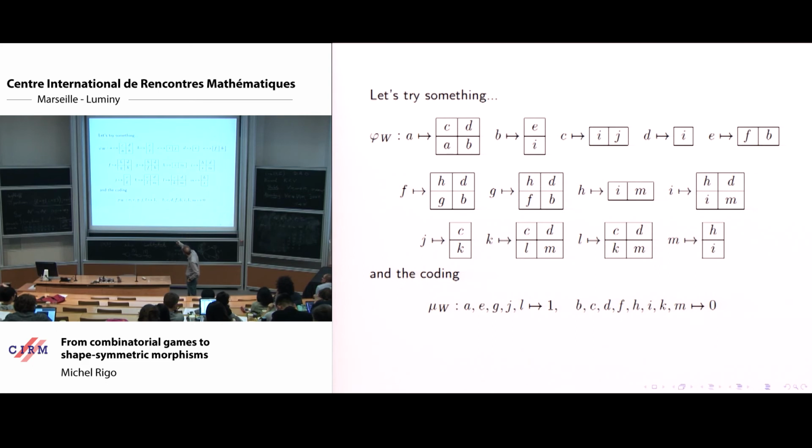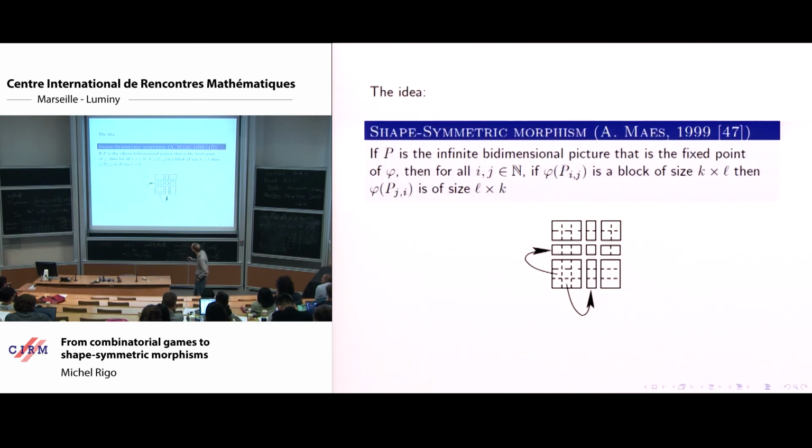Okay, but the idea is the following. Why could such a morphism do the job? The main idea is shape symmetry. Just to give you the idea before giving you the details: just as before, I have some fixed point of the morphism. Believe me, there is one in that case. The idea of shape symmetry is the following. If you look at the image of what occurs in position ij, and if you have some rectangle of some given shape, then what you will get in position ji, if you look at the image, should be the transpose of what you had before.